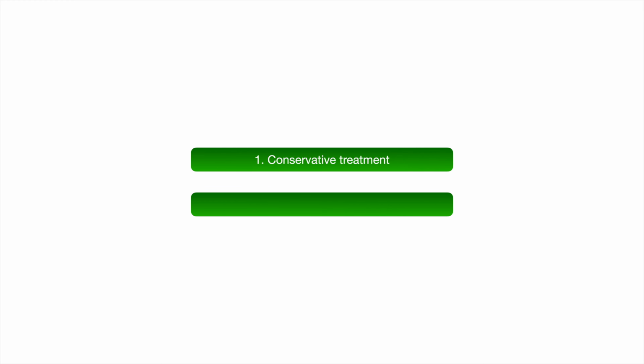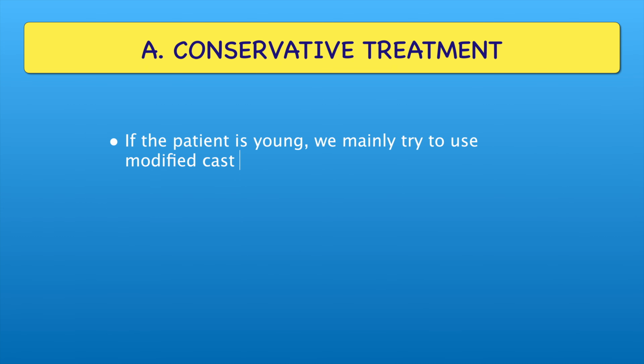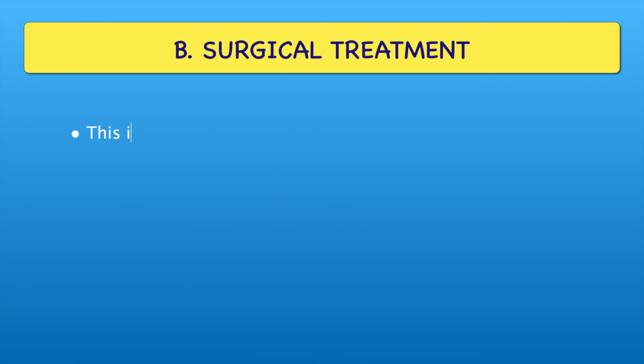Now the final part, that is treatment. Treatment is mainly done by conservative and surgical methods. In conservative treatment, if the patient is young, we mainly try to use a modified cast brace with pelvic band. Surgical treatment is done in case of adults, and it is ORIF, open reduction and internal fixation.